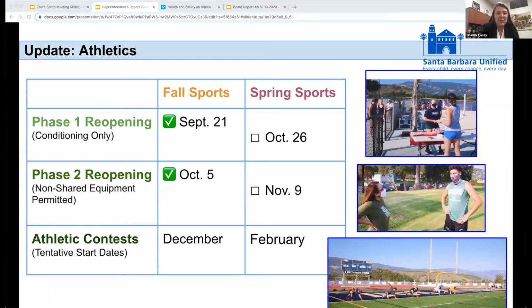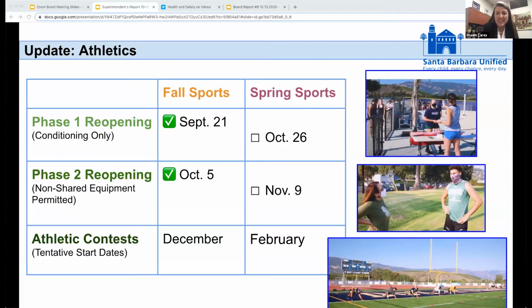I'm pleased to report that we have begun phase 2 reopening for our fall sports just last week. That brings us to a total of 19 sports teams across our 3 large high schools, over 50 coaches, and over 700 student athletes who are participating in sports activities with equipment now in phase 2, but it's equipment that is not shared. So just individually. And continuing to work on conditioning and other drills.